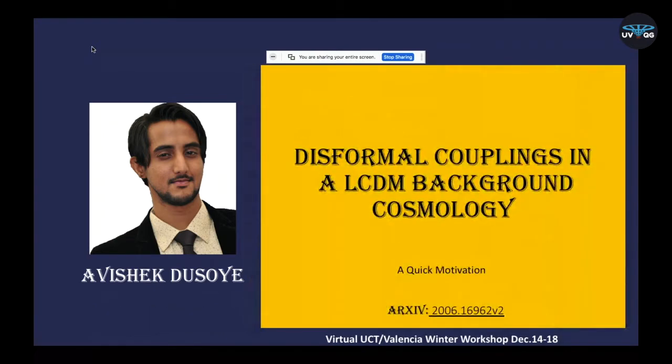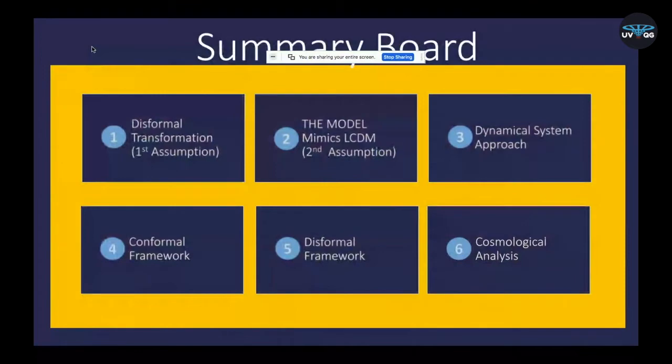A quick motivation for this work is that so much evidence, including the recent Planck data, is pointing to the presence of a dark energy and is proving how lambda CDM is a successful model. So we move toward theories that could mimic lambda CDM. That's the main concept. So let's dive in.